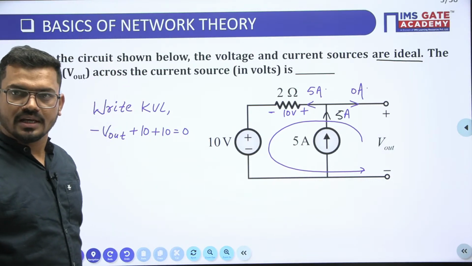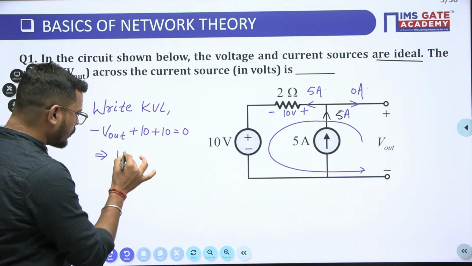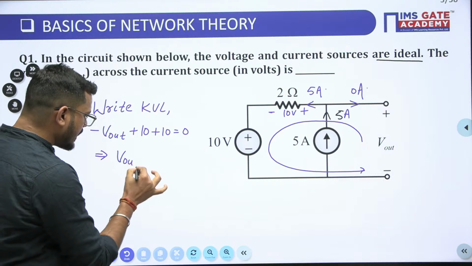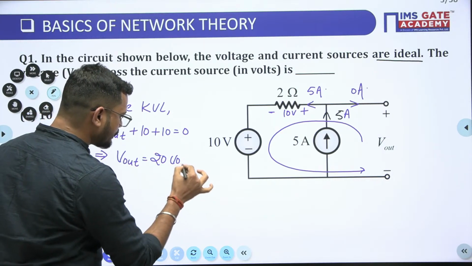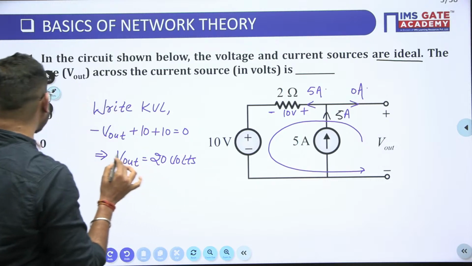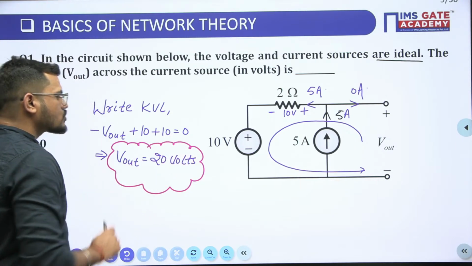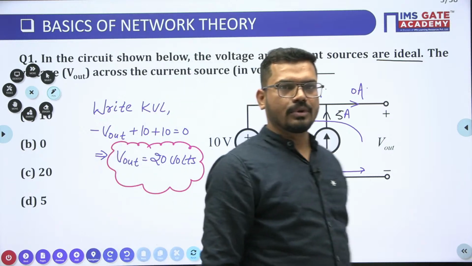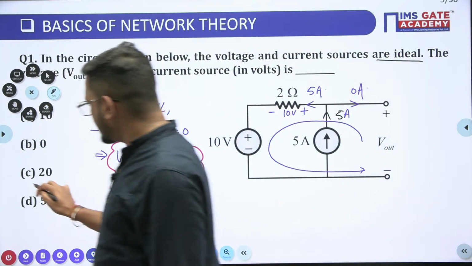Is it okay now? Okay. So what is the V output, guys? From here we can say V output is nothing but 20 volts, guys. So this is a very, very simple question. Is it clear, yes or no? So the option C is correct.